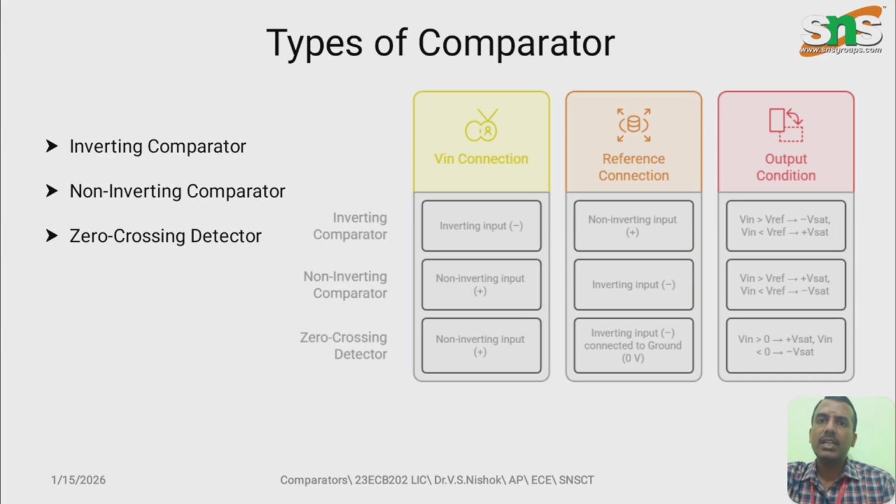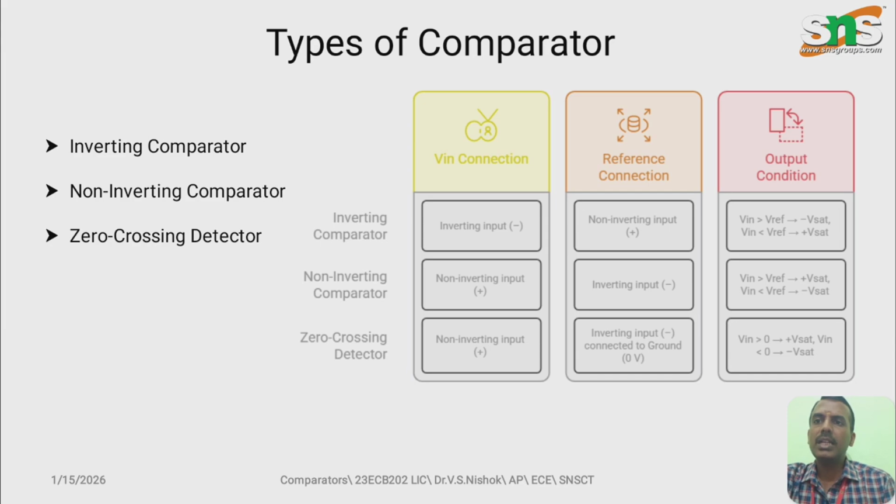If Vin is greater than the V reference value, then since it is connected to the inverting terminal, the output will be at the negative peak, that is minus saturation. And if Vin moves less than the reference value, the output goes to the positive peak. So that is plus saturation and minus saturation.